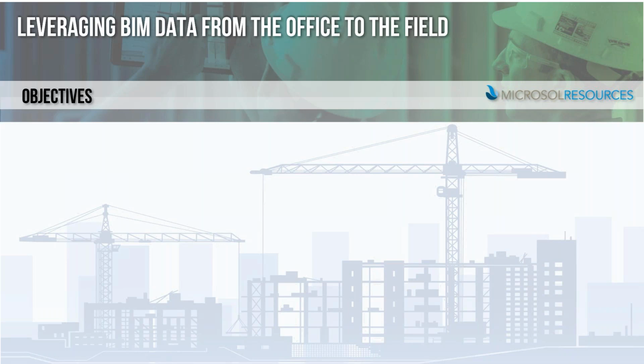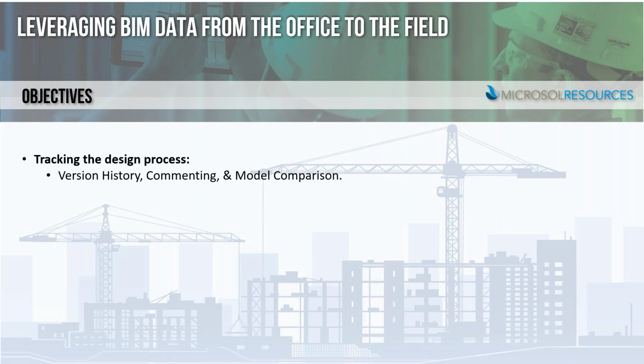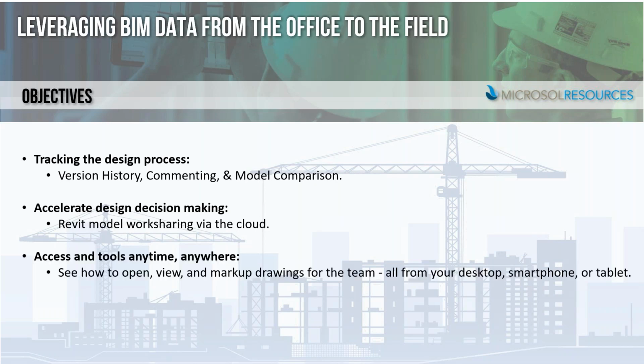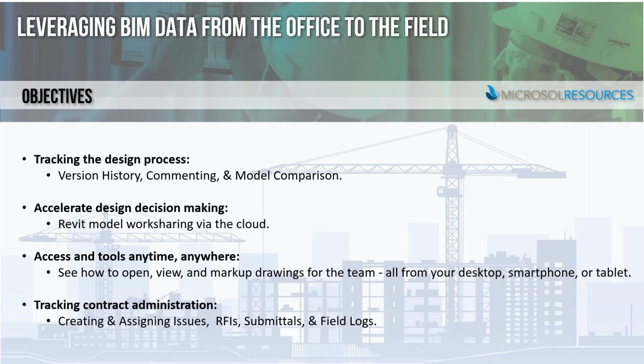Here's a quick rundown of what I'd like to cover today. So first off, we'll take a look at how to track the design process with version history, commenting, and model comparison. Then we'll touch on how a team can work on a single Revit cloud model simultaneously. And we'll also review how to open, view, and markup drawings for and from the team, all from your desktop, smartphone, or tablet. And then finally, we'll take a look at how we can track contract administration, like creating issues, RFIs, submittals, field logs, those types of things.